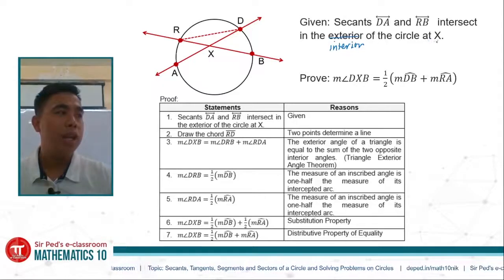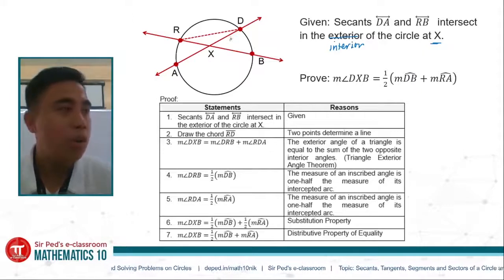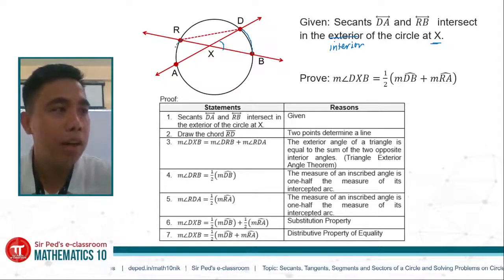Interior of the circle at X. Not necessary that X is the center. And then we are going to prove that the measure of angle DXB is equal to 1/2 the measure of arc DB plus the measure of arc RA. So the measure of angle DXB is equal to the sum of arc DB plus arc RA.